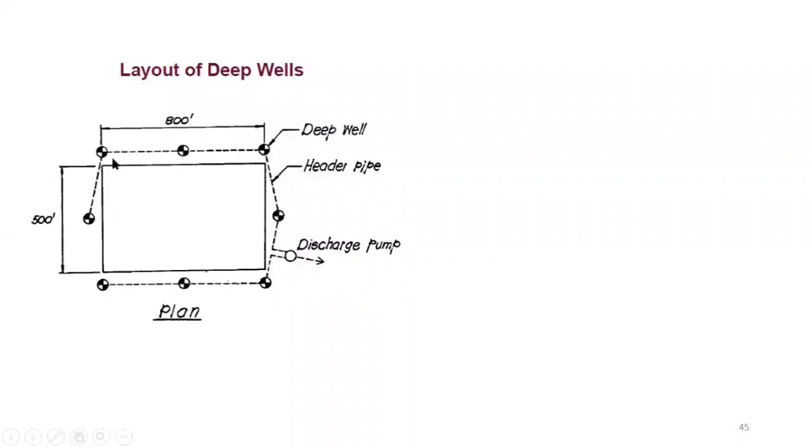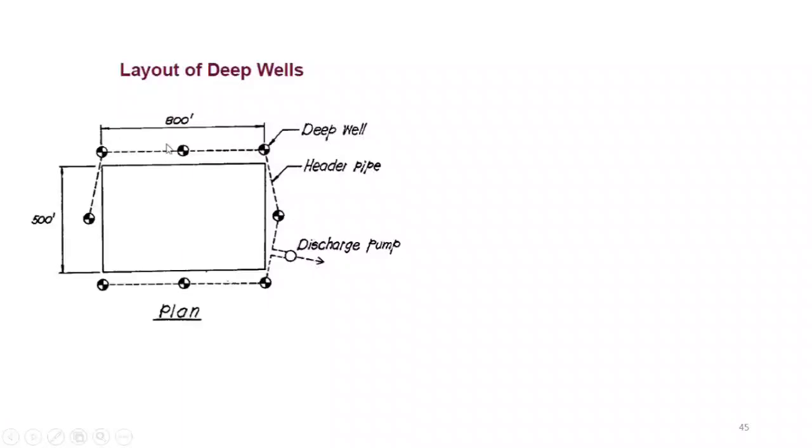So a simple rule used is one in the corner and one in the middle. So in total, if you see the overall number of deep wells which are proposed, there are 8. So you have 8 wells proposed. They will be connected by a header pipe, meaning a pipe which will be collecting the flow coming out of these pumping wells, and then it needs a discharge pipe.